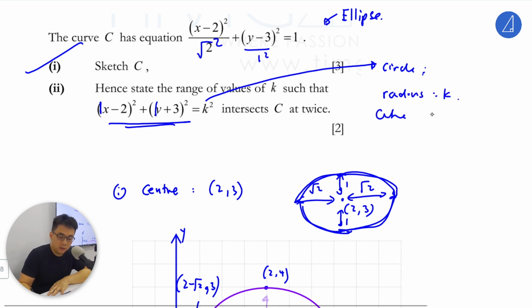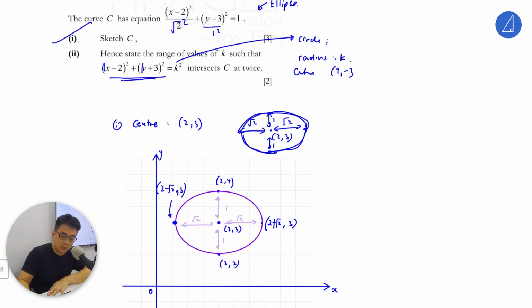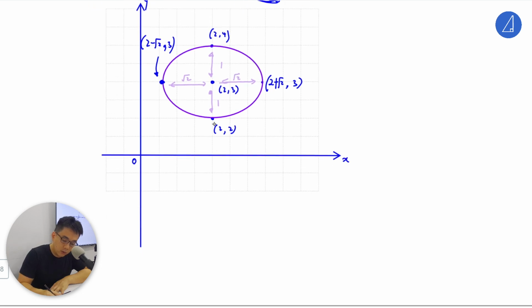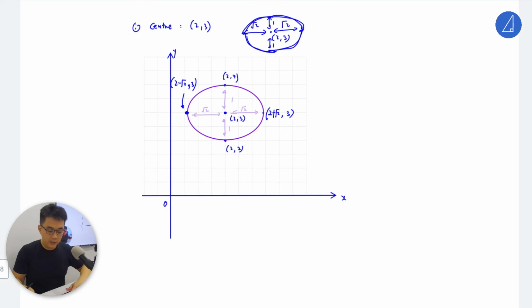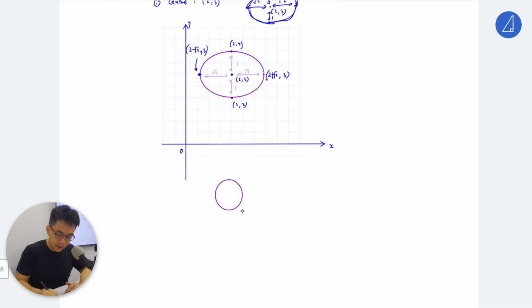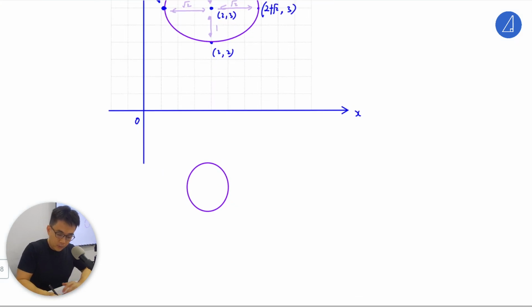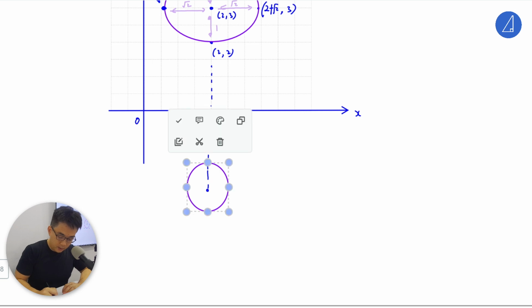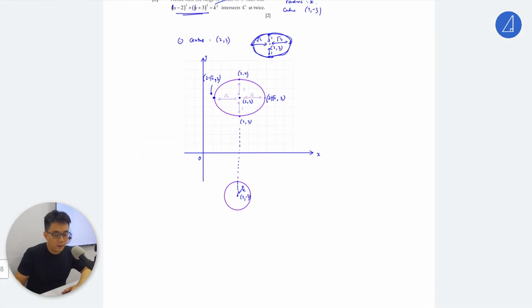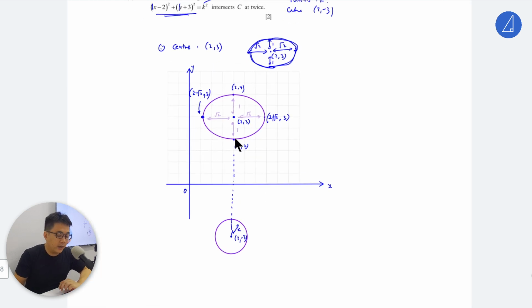Center 2, -3. Very good. So essentially, you're looking at 2, -3. Essentially, what you want is a circle below here. So this circle is here, and this circle right below here, the center is 2, -3, and the radius here is k. So you need to imagine that this circle with a different k will cut the ellipse how many times?